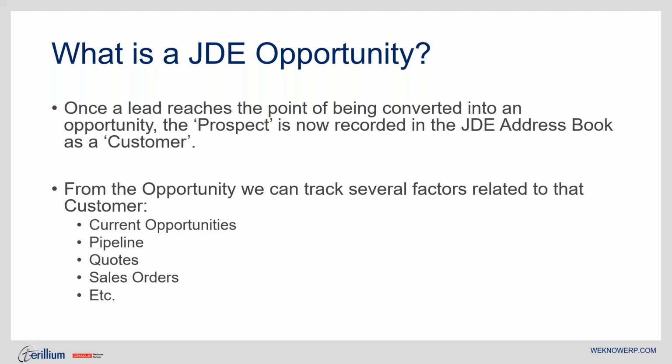From the opportunity, we can track several additional features and factors as far as current opportunities. So it'll keep track of all the open quotes that you have, any of the past sales that you've had, past quotes. It'll help track a pipeline. That's part of the Salesforce automation, is you can look at a pipeline, what you have out there, what their past quotes were, their sales orders were, etc.